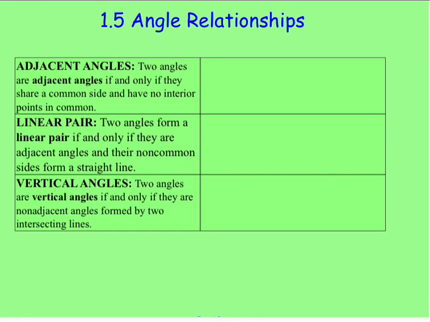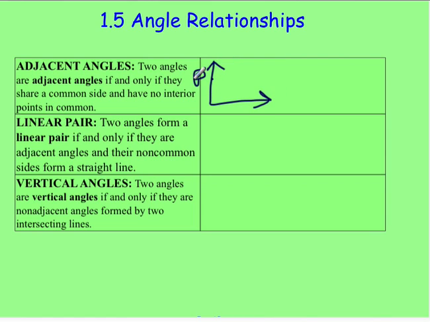First of all is adjacent angles. Two angles are adjacent if and only if they share a common side and have no interior points in common. Let's just draw an example. So here's my example here.